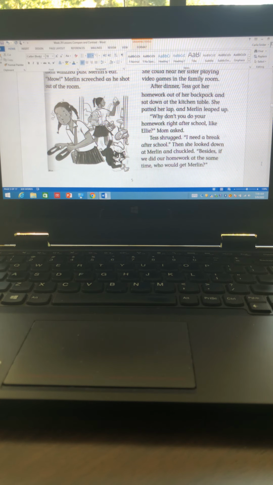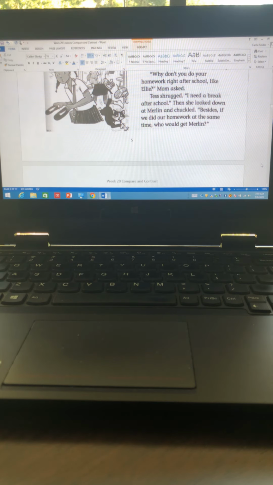After dinner, Tess got her homework out of her backpack and sat down at the kitchen table. She patted her lap and Merlin leaped up. "Why don't you do your homework after school, like Ellie?" Mom asked. Tess shrugged. "I need a break after school." Then she looked down at Merlin and chuckled. "Besides, if we did our homework at the same time, who would get Merlin?"